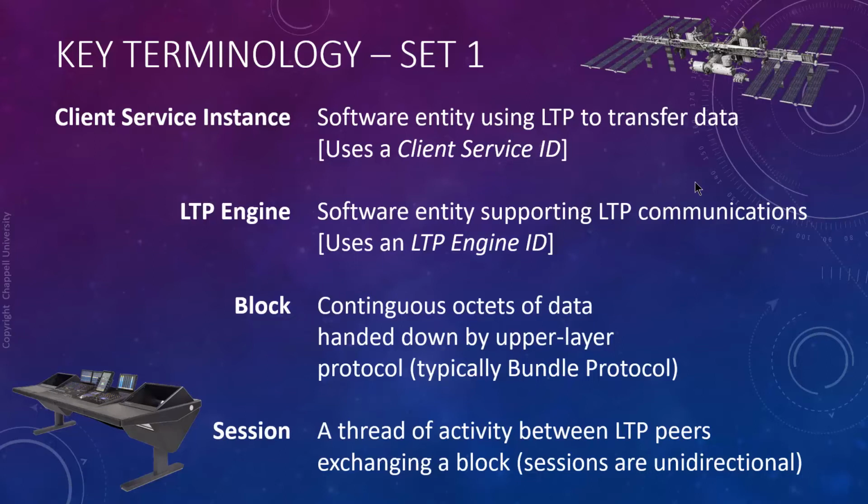The first one here is client service instance, and you can think of that as the application that is using LTP to transfer data. So let's say on the left-hand side of this slide, I have a console here, and you've got a ground control system that is communicating with the International Space Station. It's the application software running at the ground control station that would have a client service ID number on it, and it would communicate with the application running on a computer system up in the International Space Station. Those applications use the LTP engine. So we have LTP engine communicating with LTP engine.